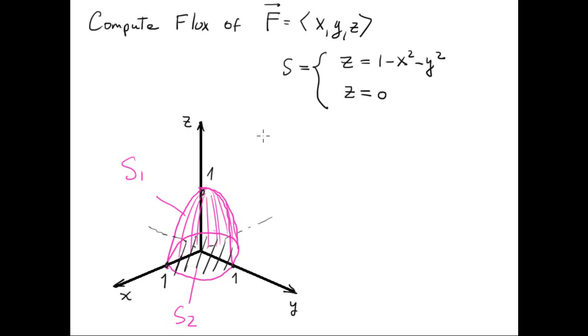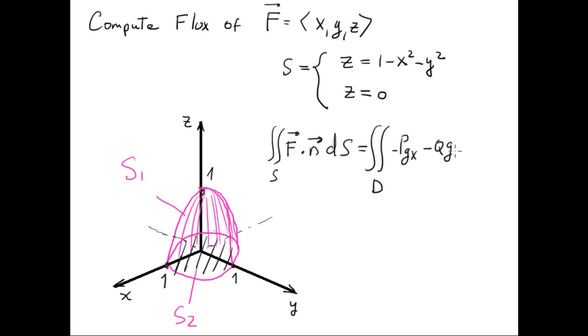Okay, let's go to the formula. The flux is the surface integral of the vector field dot the unit normal vector dS. Okay, this is equivalent to writing the double integral of minus P gx minus Q gy plus R dx dy, like a double integral. Suppose, let's focus on surface one.